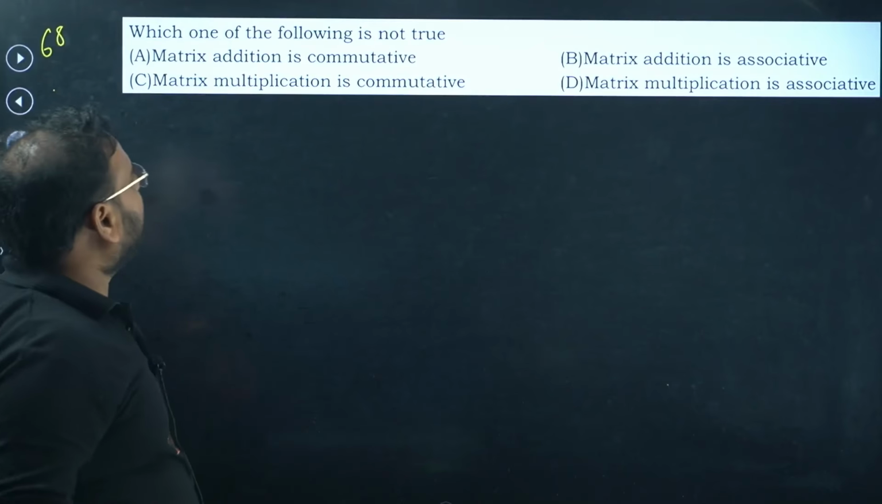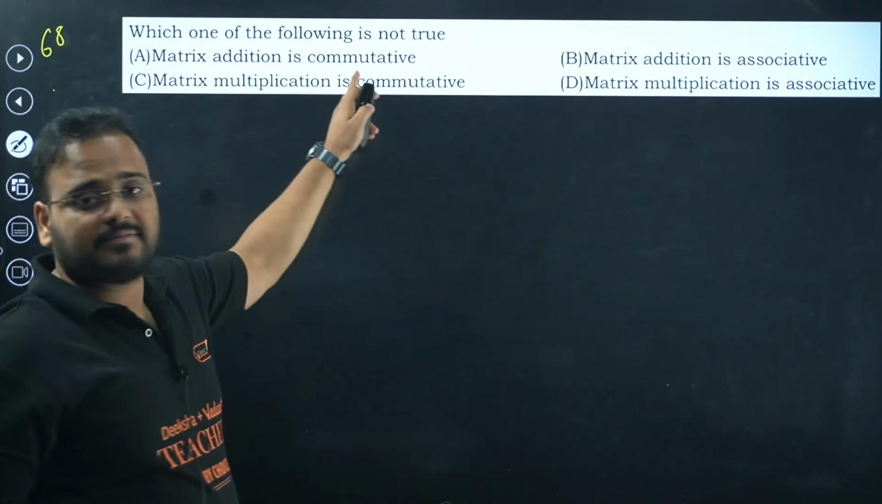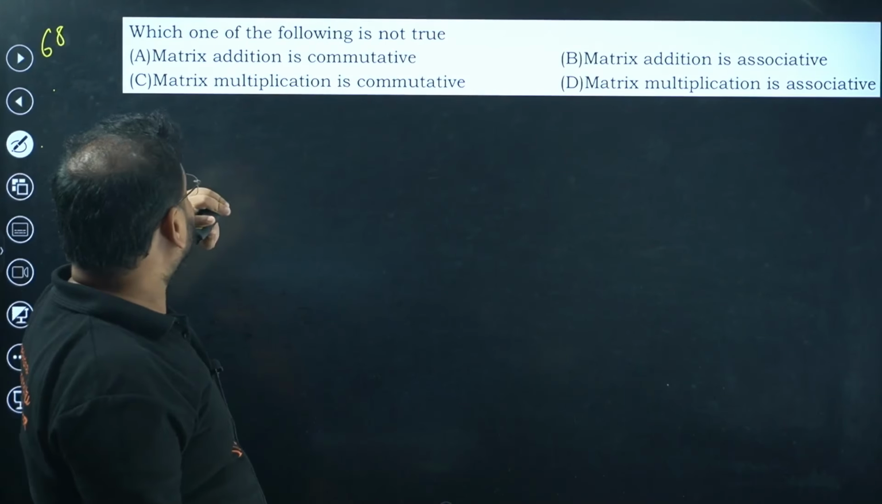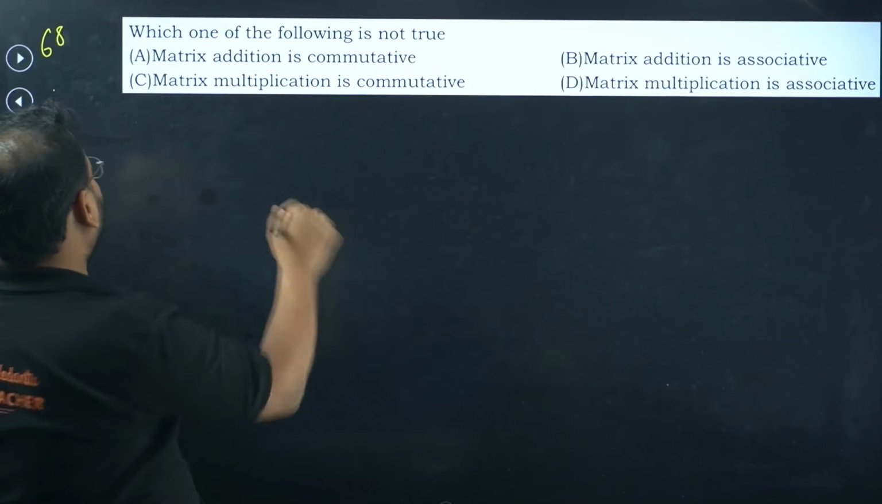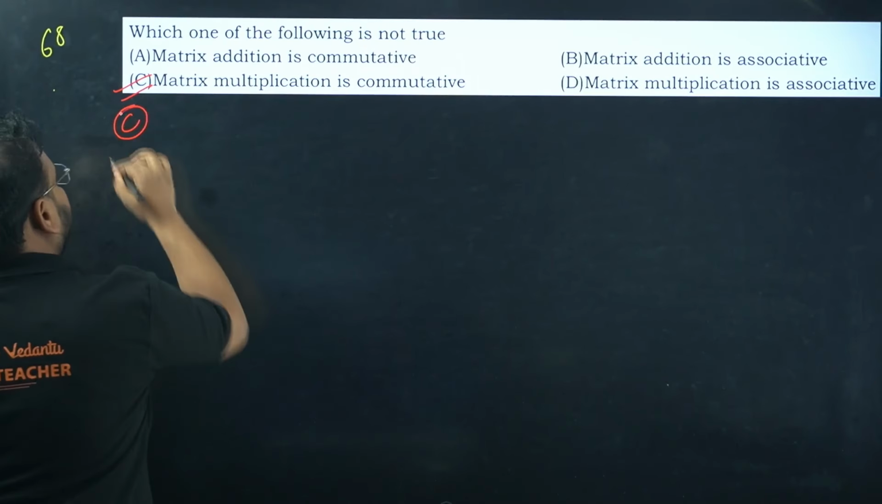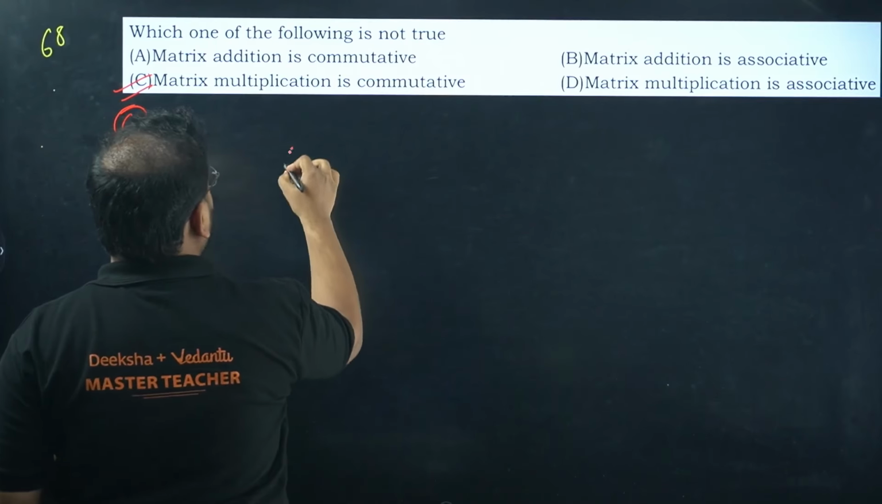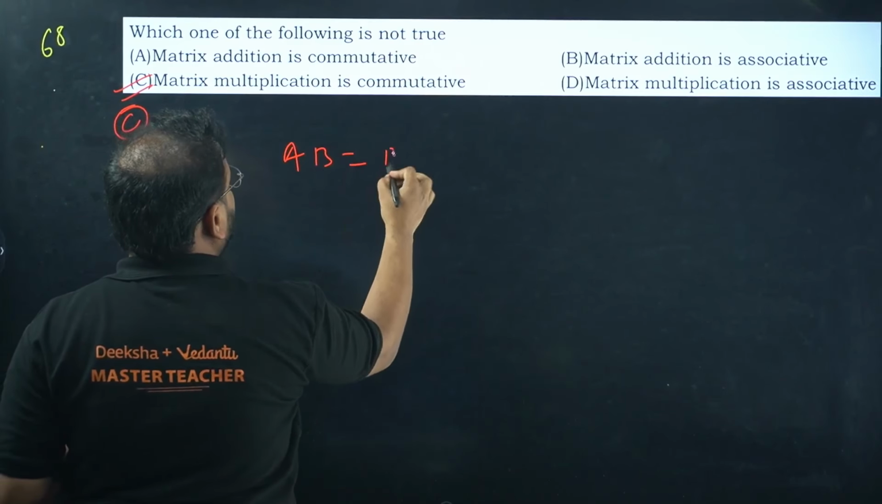68. Which one of the following is not true? First one itself. Okay, not commutative. Addition, no. Multiplication actually. Yeah, this is not true. C is not true. Matrix multiplication is not always commutative in nature. Means AB is not always equal to BA.